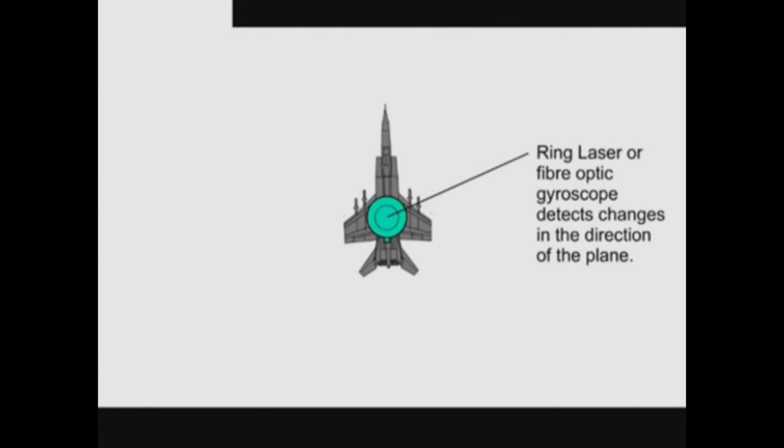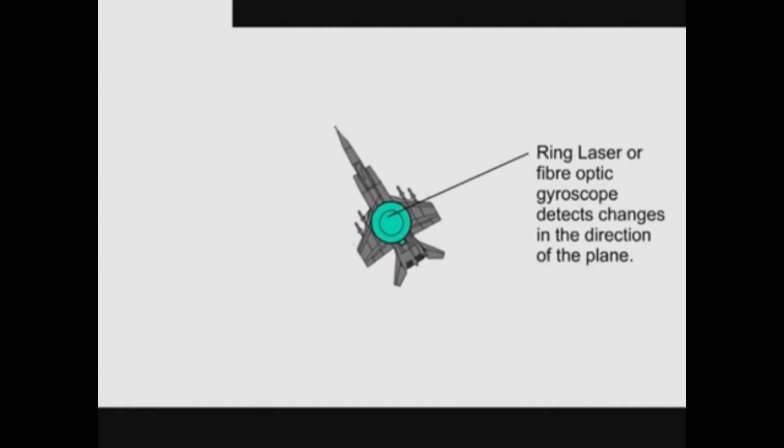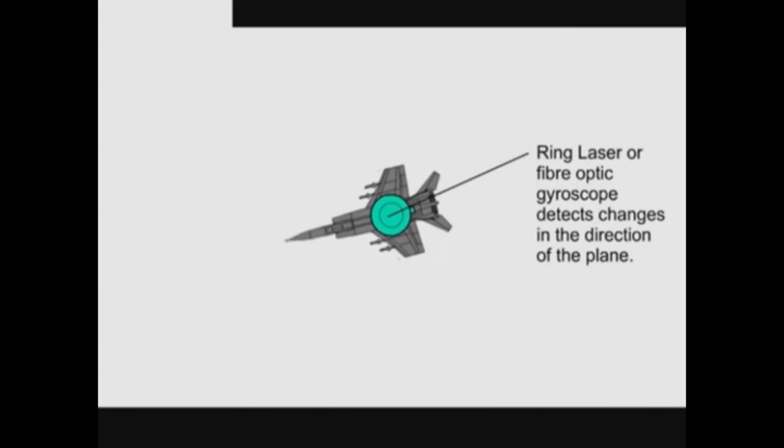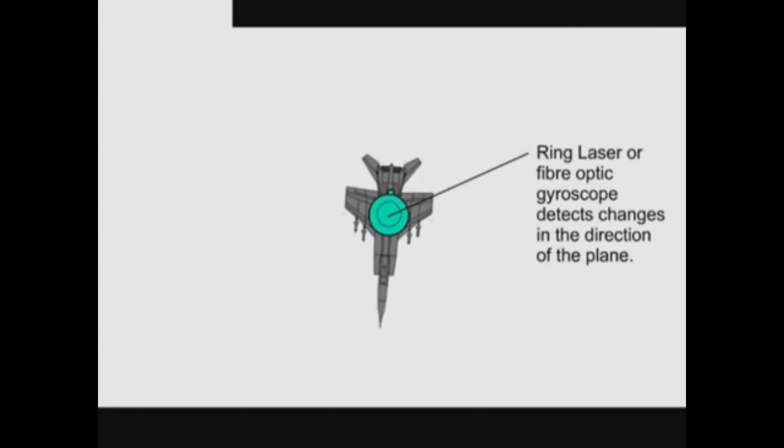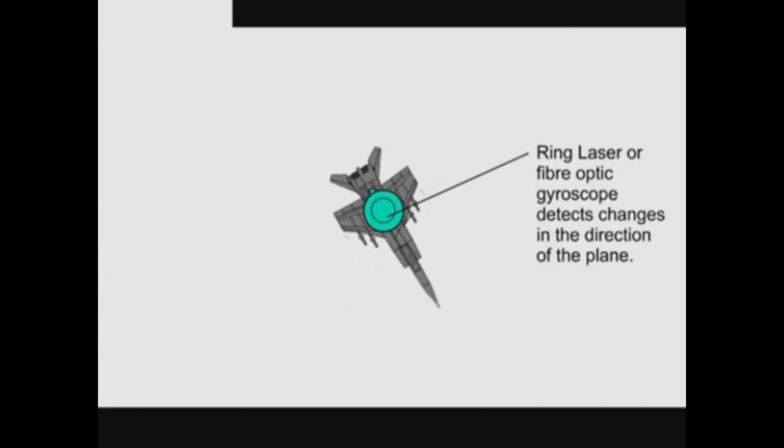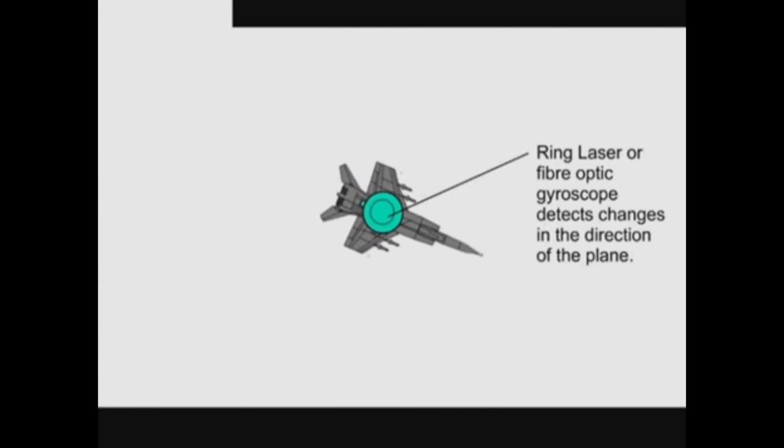This Sagnac effect is used by airlines for their compass directions. As the plane turns, the change in the fringes are translated into a change in the direction of the plane that then registers on the cockpit compass.